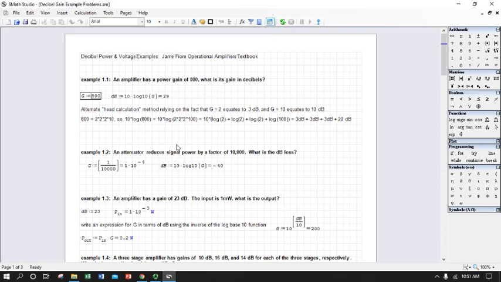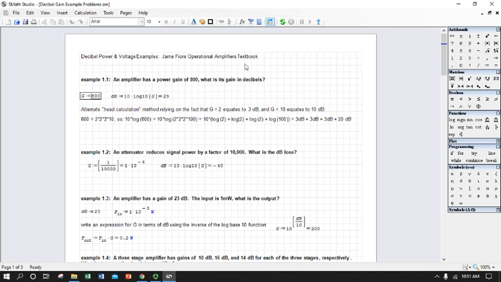In this lecture I'll be going over a few examples of decibel gain, both power and voltage, using the examples from our textbook, James Fiore's Operational Amplifiers textbook. And I'll be using a nice program known as SMath. This is a free program that is a type of what's called MathCAD software.